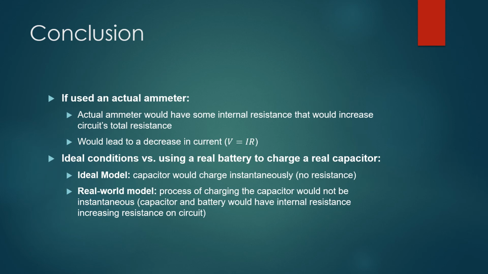So in conclusion, if we had used an actual ammeter, this ammeter would have some internal resistance that would increase the circuit's total resistance. This would lead to a decrease in current based on Ohm's law. Also, if you compare ideal conditions to the conditions of using a real battery to charge a real capacitor, we can see that in the ideal model for this circuit, the capacitor would charge instantaneously as there's no resistance. However, in the real-world model, the process of charging the capacitor would not be instantaneous, as the capacitor and battery would have some internal resistance, increasing the resistance on the circuit.